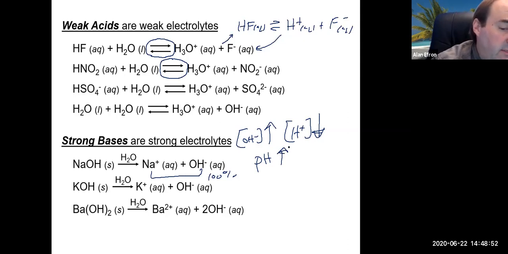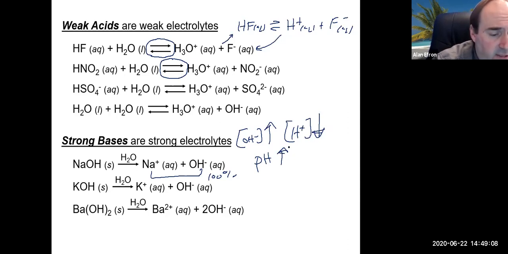And because it produces a lot of that hydroxide, we will see a relatively high pH above 7 in our bases or strong bases. As you can see here, a lot of strong bases come from group 1 and group 2 on the periodic table and have hydroxide OH in it as well.